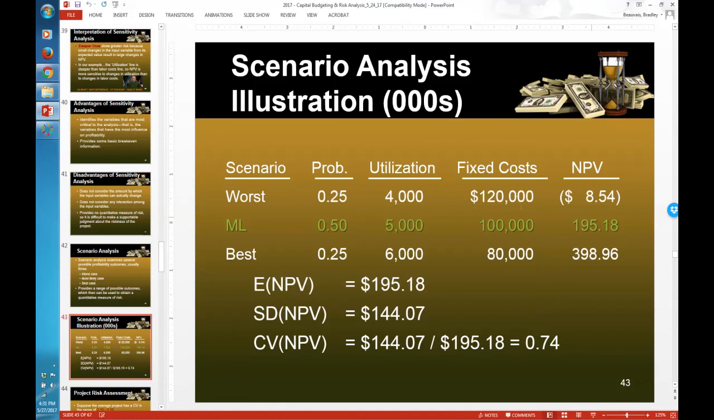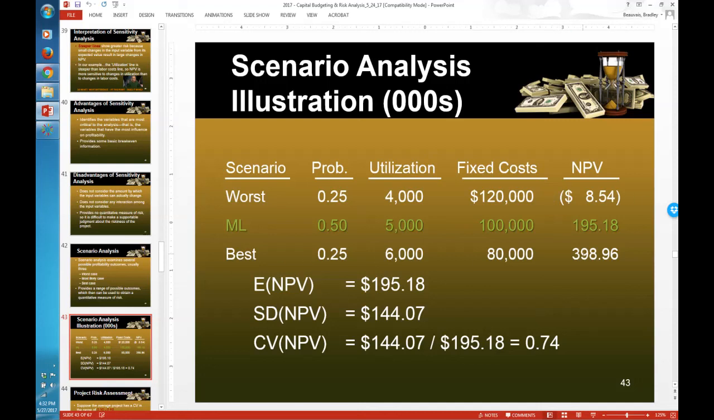In this case, we've got a probability distribution, not unlike what you saw during the risk and return section of the course. We have a worst, a most likely, and a best case scenario. Again, this looks like a bell curve, and then we've thrown in numbers that are likely if we have a worst case scenario in terms of utilization and fixed costs, this being our labor costs, for example, and then what we might see in terms of a net present value at that particular outcome.